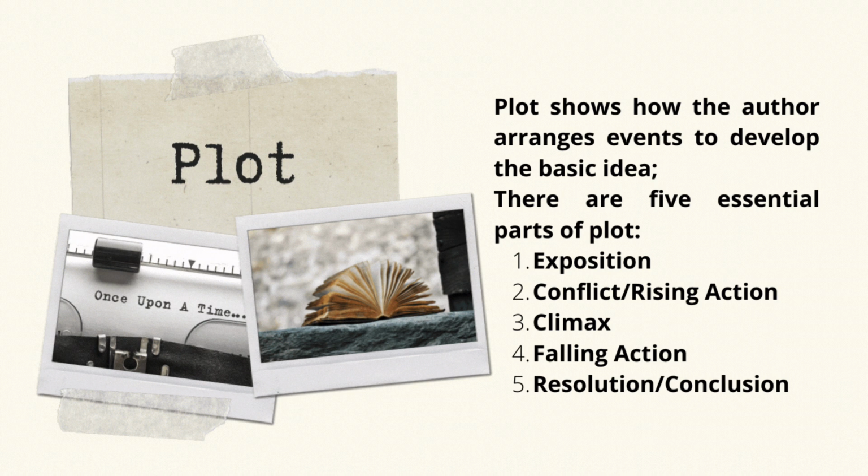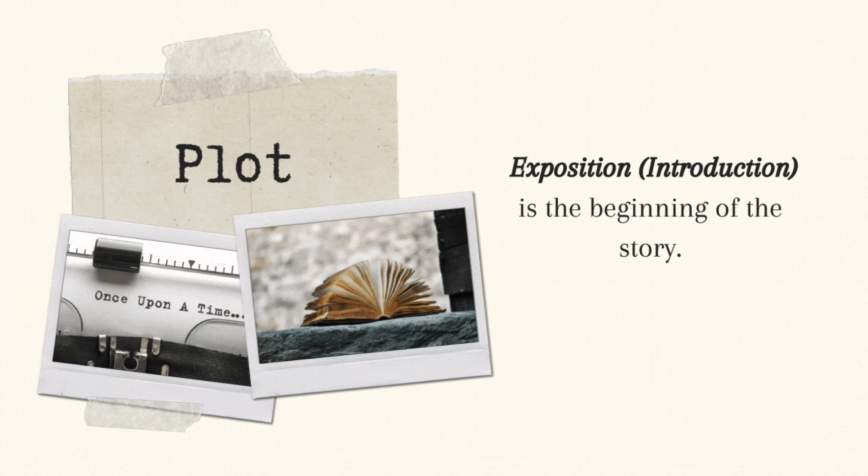There are 5 essential parts of plot. First, we have exposition. Next, we have conflict or rising action. The third one is the climax. The fourth one is the falling action. And the fifth and last one, we have resolution or conclusion. We're gonna talk about each of them in the next slides. So let's start with exposition.